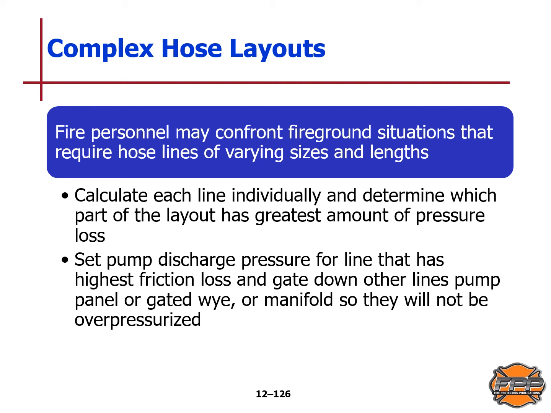Fire personnel may confront fireground situations that require hose lines of varying sizes and lengths. Calculate each line individually and determine which part of the layout has the greatest amount of pressure loss. Set the pump discharge for the line that has the highest friction loss and gate down so other lines, pump panel, or gated Y or manifold so they will not be overpressurized.